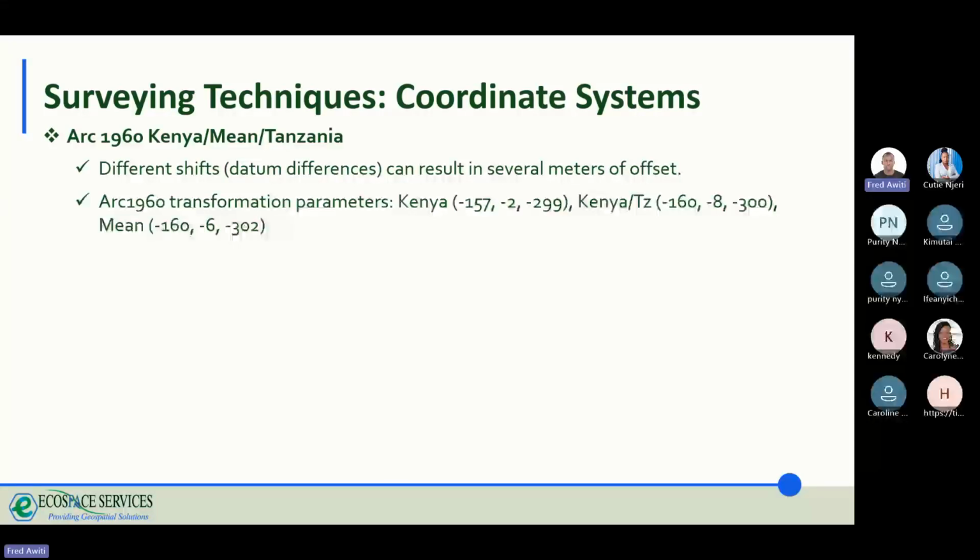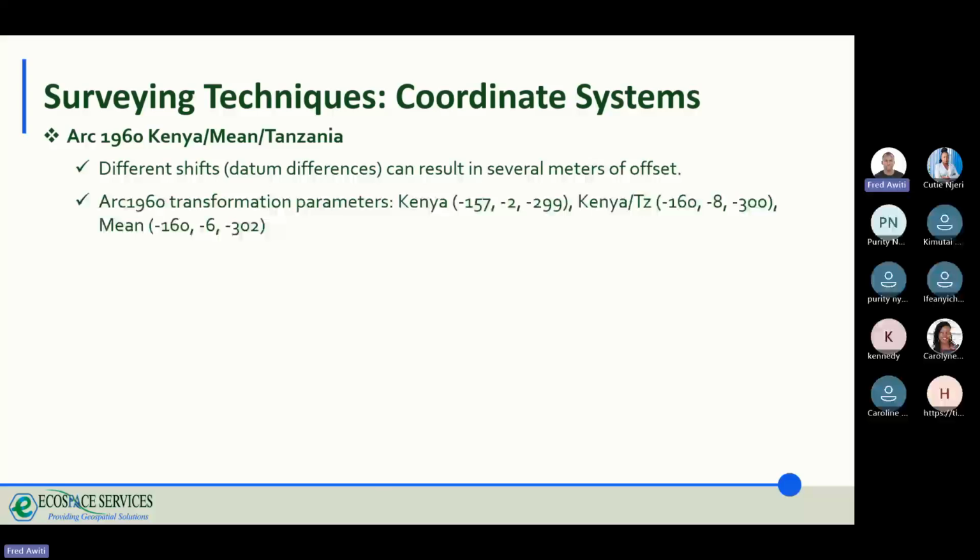At that particular location where you are. In Kenya, there are 3 transformation parameters. We have one called Arc 1960 Kenya, which are negative 157, negative 22, 29. You have one called Kenya Tanzania, negative 160, negative 8, and negative 300. And then you have the mean, which is negative 160, negative 6, and negative 302.